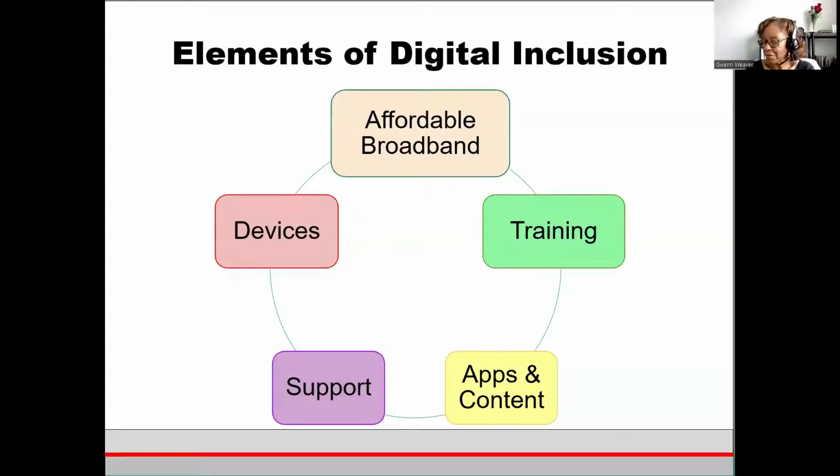And then applications and online content, they have to be designed to enable and encourage self-sufficiency, participation, and collaboration. And they have to be things that are actually useful to people and usable by people. And then finally, the last element of digital inclusion is support. And it's one that people often forget about or overlook, but it's especially important.